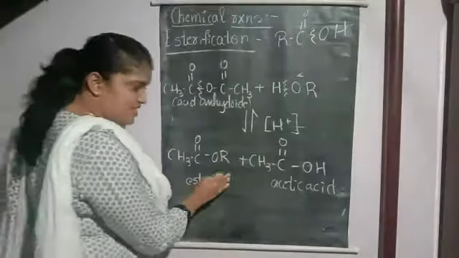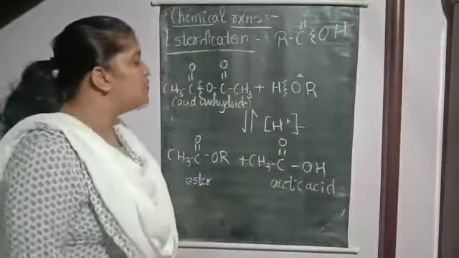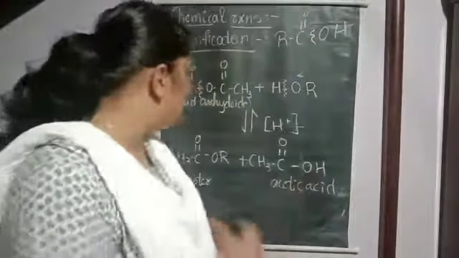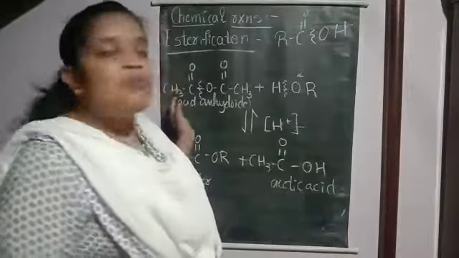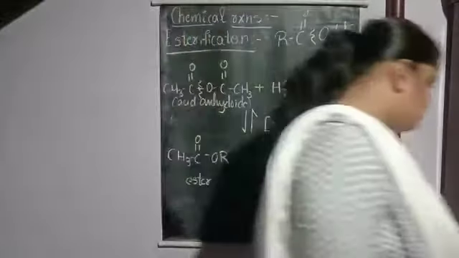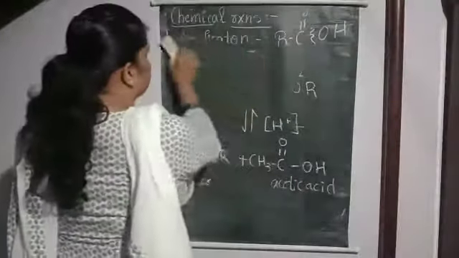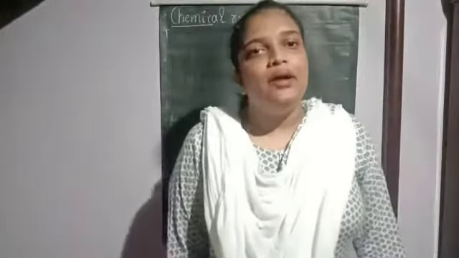So in this reversible reaction, we got one is ester and one more is acetic acid. Since ester is our main product, here also acetic acid has to be removed based on Le Chatelier's principle, so that we get more and more of product. So this is with reference to acetic anhydride, I explained how it happens. Now moving on for the third example.